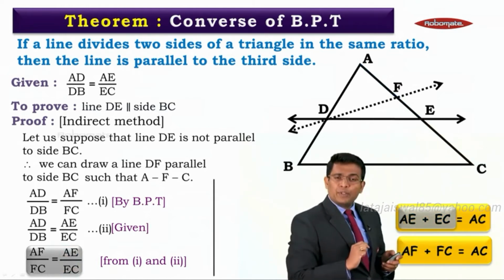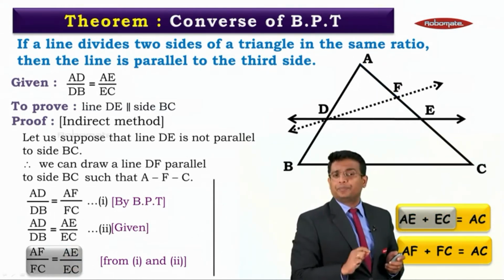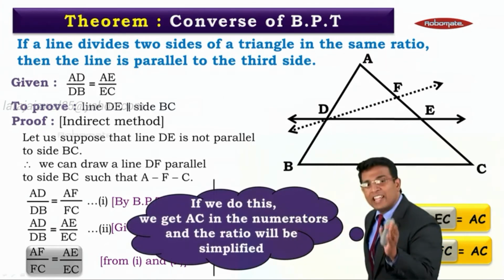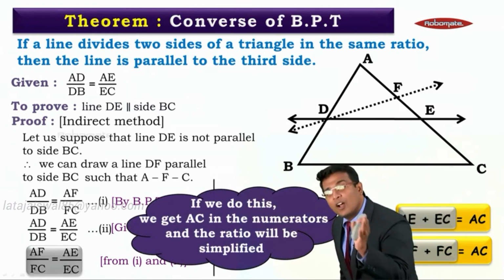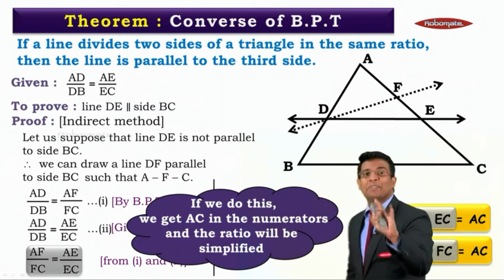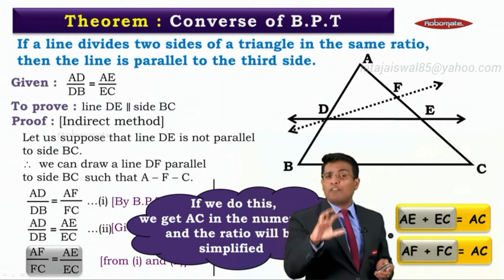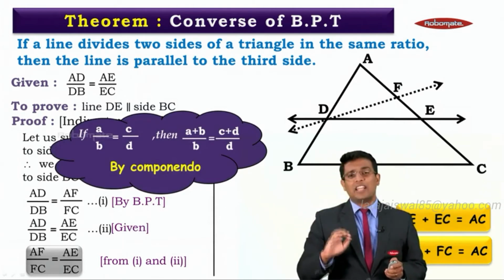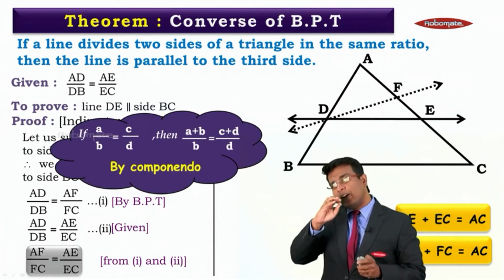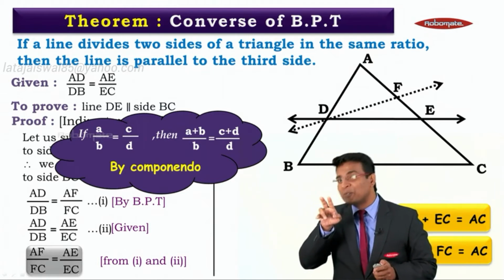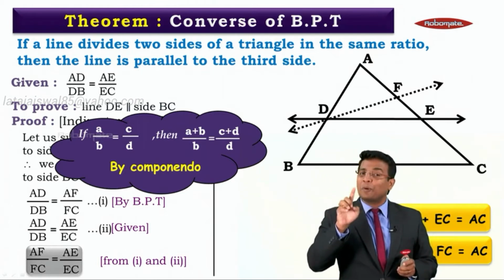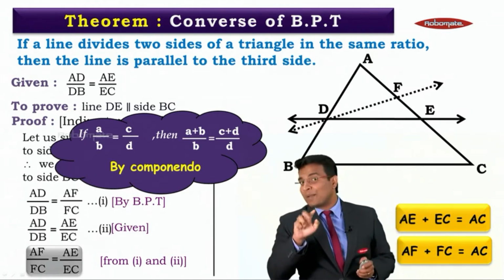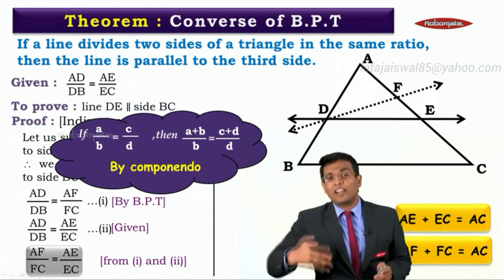Now, observe carefully. That means we are talking about AE plus EC and AF plus FC. You know what? If we do this, we get AC in the numerators of both the ratios, and the ratios will be simplified if we get this. That means somehow we need to get this, right? You remember what we had done earlier? We had learned long back, if A upon B is equal to C upon D, that means if two ratios are equal, then A plus B upon B is equal to C plus D upon D, which is nothing but componendo. This can be applied when two ratios are equal to simplify a ratio.